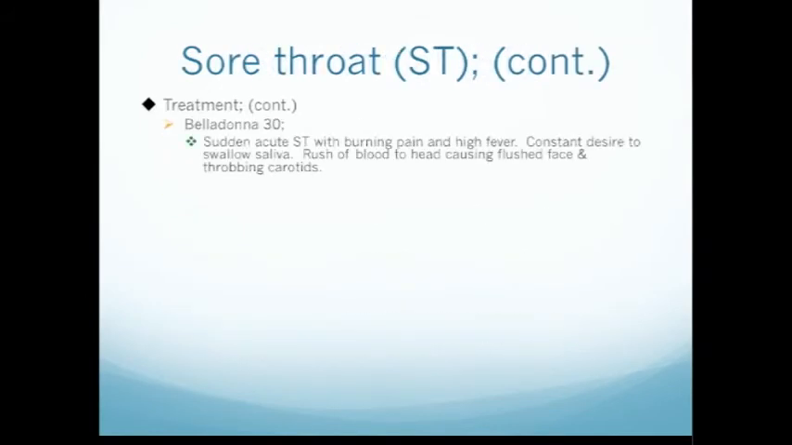Belladonna 30 is useful for sudden acute sore throat with burning pain and high fever. There may be a constant desire to swallow saliva with a rush of blood to the head, causing a flushed face and throbbing carotid arteries.